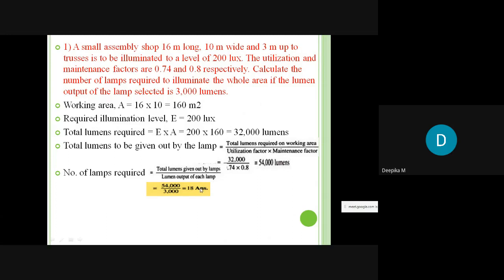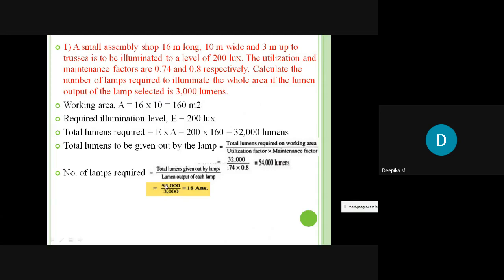So therefore, to calculate the number of lamps, we will go in this way, that is total lumens given out by the lamps divided by lumen output of each lamp. If we divide this, then you will get the answer, because this is the total flux given out by all the lamps, and this is the total flux given out by only one lamp. If you divide this, then obviously you will get the number of lamps required.